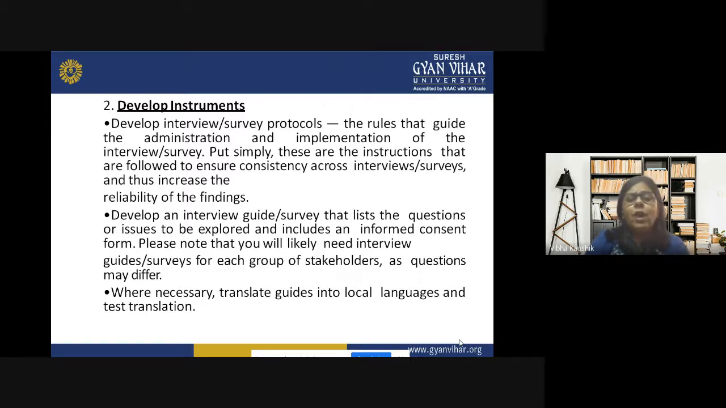Develop an interview guide or survey that lists the questions or issues to be explored, in an informal, consistent form. Please note that you will likely need an interview guide or survey for each of the stakeholders, as questions may differ. Where necessary, translate the guide into local languages and test the translations.